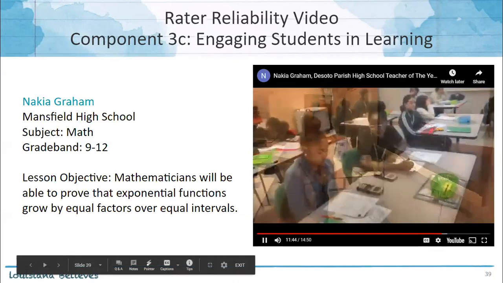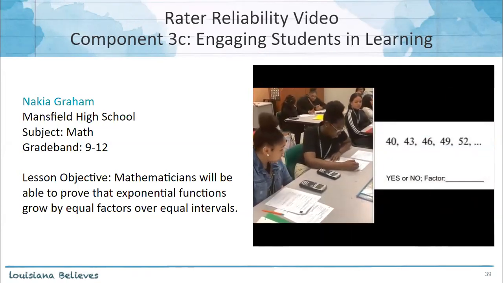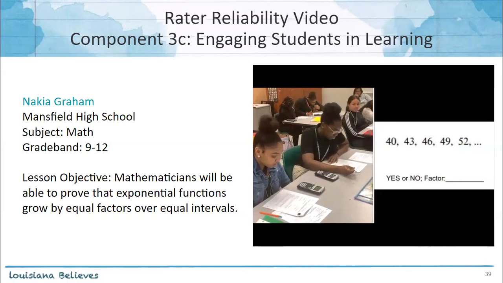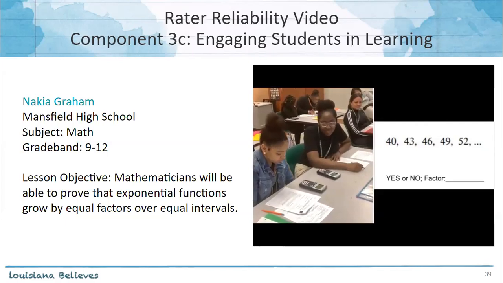What is it divided by? The numbers are 40, 43, 46, 49, 52. So it's adding 3, which means that it was in the fraction. No, because factors are multiply and divide. It's not adding. Okay, so that means the answer is a yes.